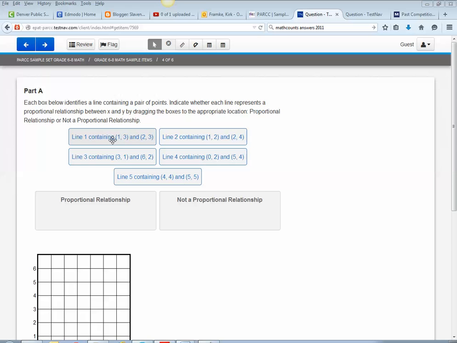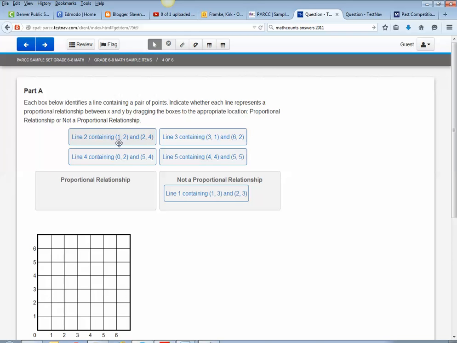Now, a proportional relationship essentially is going to be kind of like a scale factor problem. Are you multiplying x and y by the same number? If you are, it's going to be a proportional relationship. If it's not, it's not going to be a proportional relationship. So what did I multiply 1 by to get 2? Well, I multiplied it by 2. 3 times 2 is not 3.